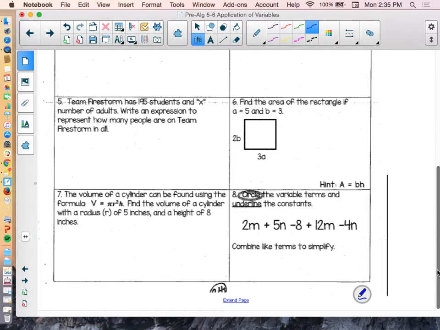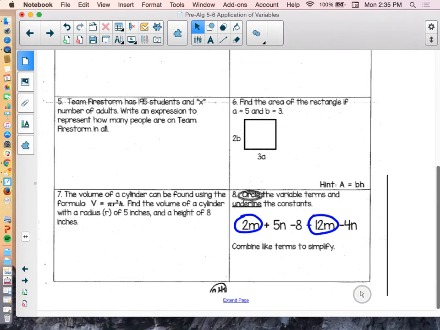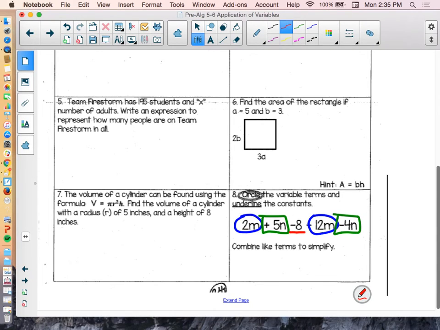Lastly, number 8, it might be a little confusing. It says circle the variable terms. Remember, the variable terms are the ones that have a letter. But I would make sure that you color code, and that was the part that was a little confusing. So I would still color code or use shapes for these. And then remember, it says underline the constants, -8 is a constant. And then combine like terms, so that's like what we've done before.